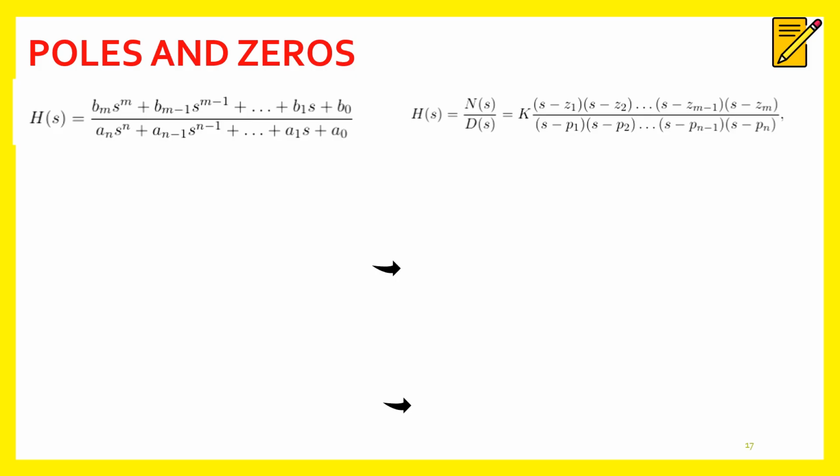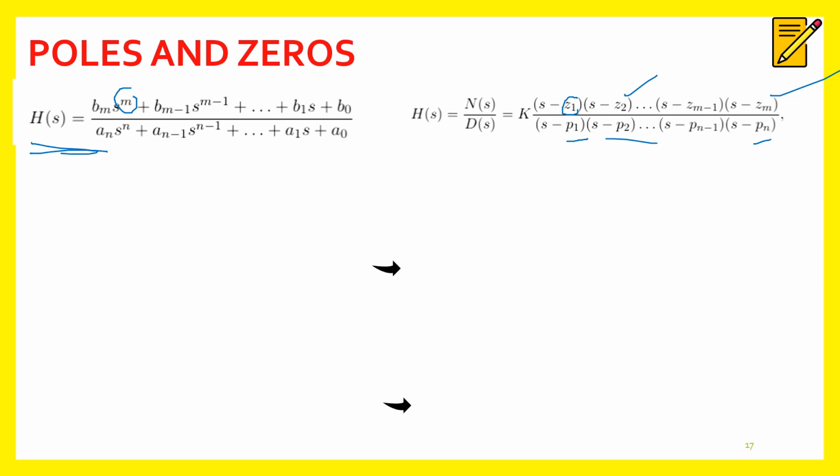Here a transfer function is given, represented as H(s), and it has a numerator polynomial with highest power m and a denominator polynomial with highest power n. The numerator is factorized and the denominator is also factorized. The roots of the numerator are called z1, z2 and so on up to zm. The denominator roots are called p1, p2 up to pn. Where k is a gain or a constant.